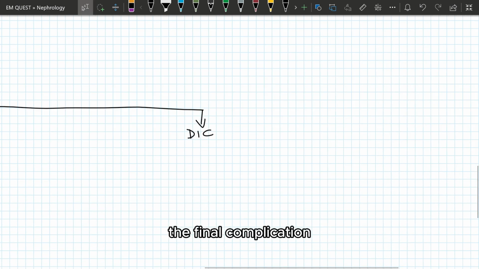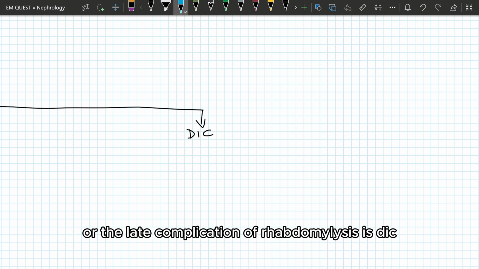The final complication, or the late complication, of rhabdomyolysis is DIC.